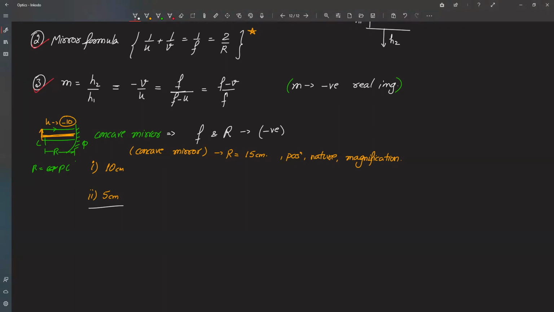In the formula also, when you're doing f by f minus u, do we take both f and u as negative, or do we keep it the same? Negative. Both are negative, right? Yes.